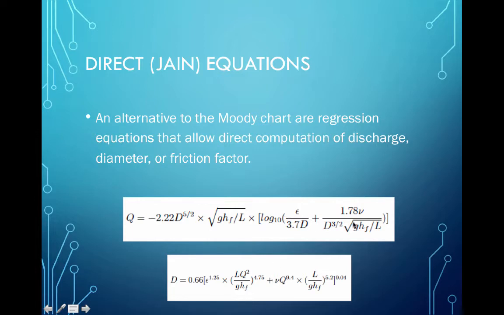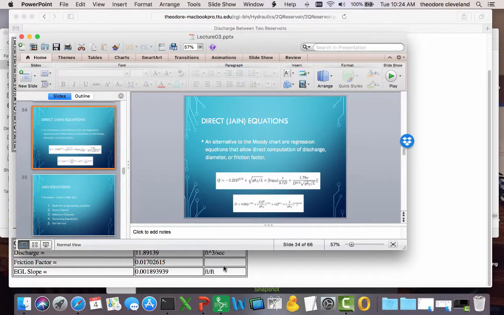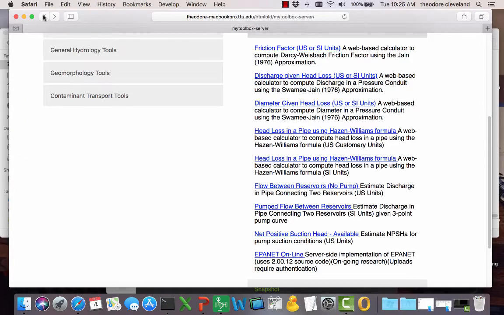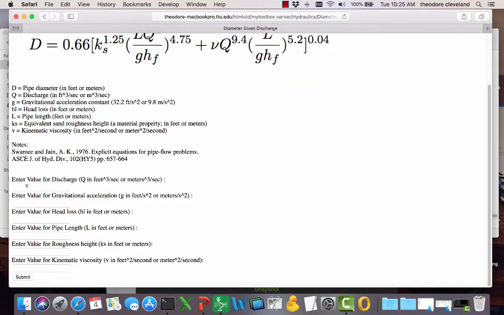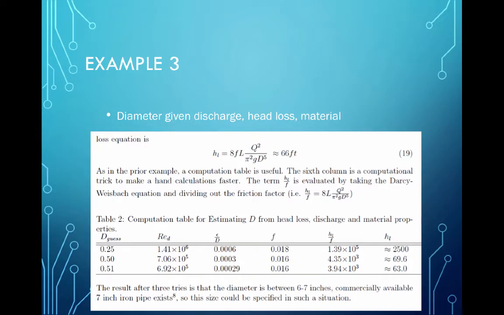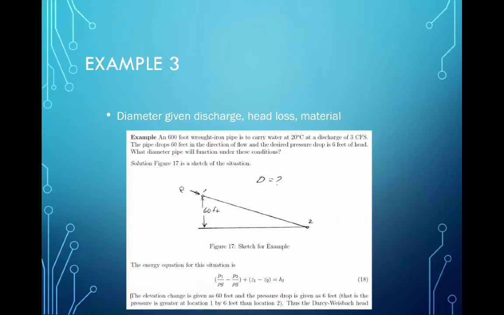Okay, so the alternative is to use one of these equations. Both of these are given right here. They're also in the various reading materials. In this particular instance, we'll use the second one, and we have an online tool to implement it. So we'll go back here to the online tool, and we want diameter given head loss. Okay, so my only mistake is I forgot to get the discharge, 3 cubic feet per second. There we go. It's a lot easier now.